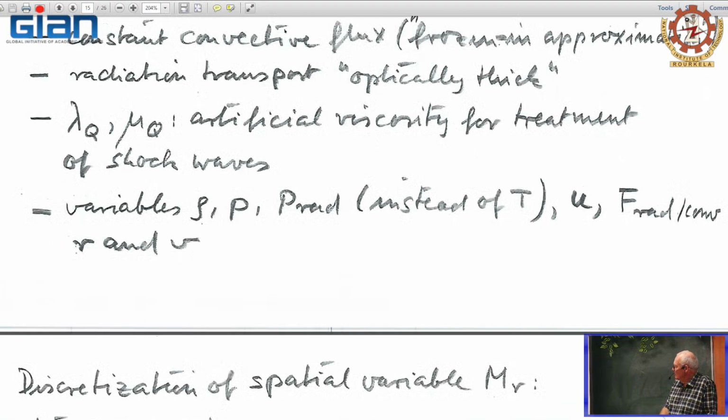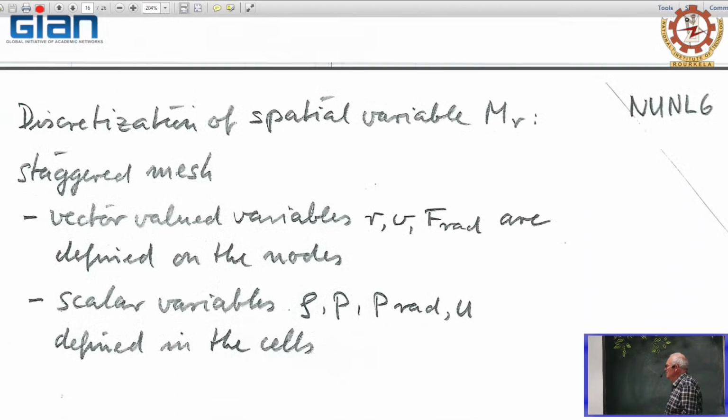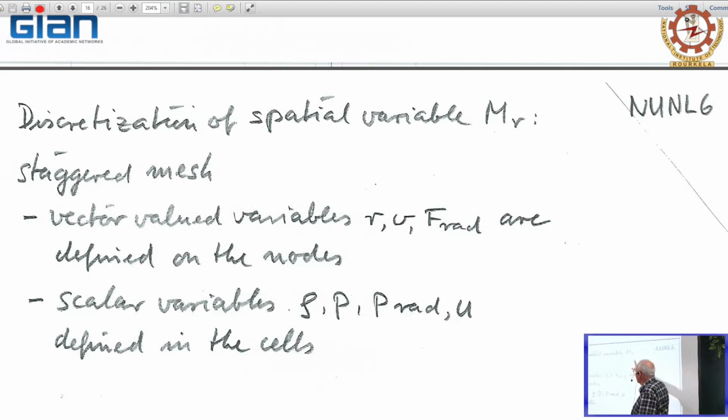Okay, how do we do the discretization? The independent variable is the mass coordinate m_r, and we use a so-called staggered mesh, where all the vector valued quantities are defined on the grid points and the scalar quantities are defined on the cells between two grid points. Vector variables like radius, velocity, and radiative flux are defined on the nodes, whereas the scalar variables density, pressure, radiation pressure, and internal energy are defined in the cells.